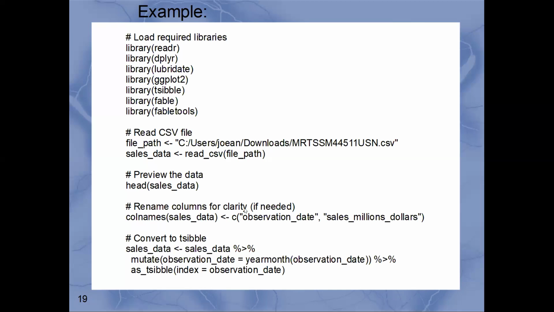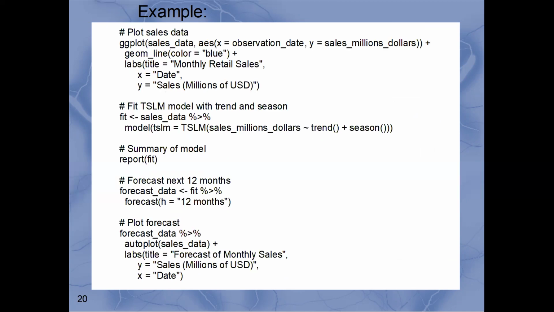The data was in a strange date pattern, so we renamed the column names to make it a little clearer: observation date and sales in millions of dollars. Then we convert the observation date to a year-month format and plot the data. Then we fit a model using trend and season, make a report of the fit, and forecast the next 12 months and plot the data.